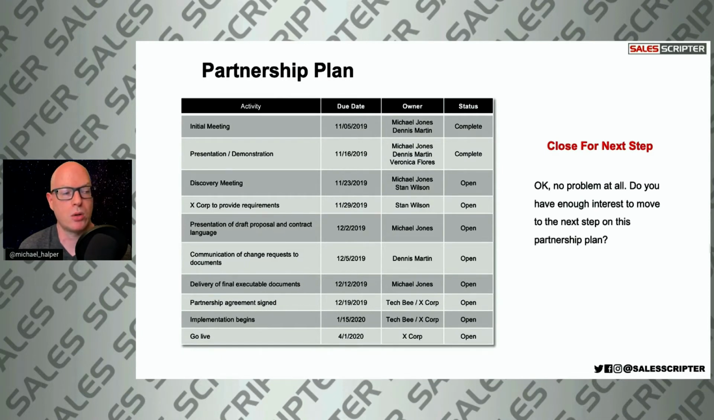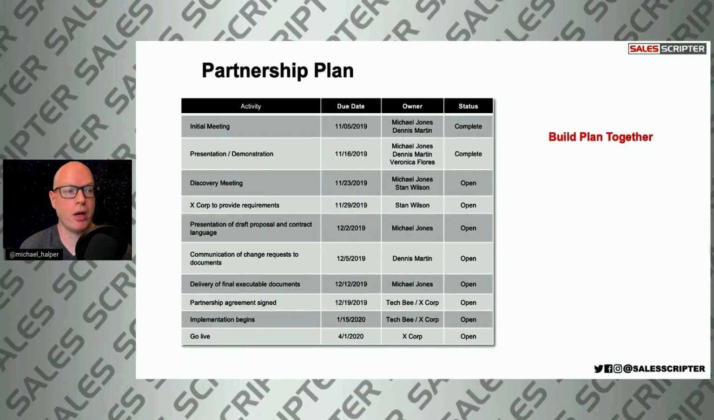So let's say that you close, the prospect says, it looks good, but I can't commit to everything and I'm not sure yet. Then, okay, no problem at all. Do you at least have enough interest and can commit to move forward to the next step in this partnership plan, which here we're at today. We just finished the presentation and the demonstration. The next step is a discovery meeting. Can we agree on moving to the next step of this partnership plan? And basically you're getting their commitment there. So that can help you to close and continue to move the prospect forward through your sales process.